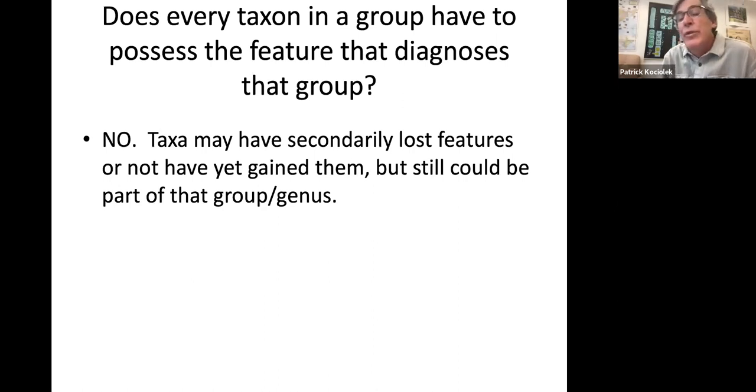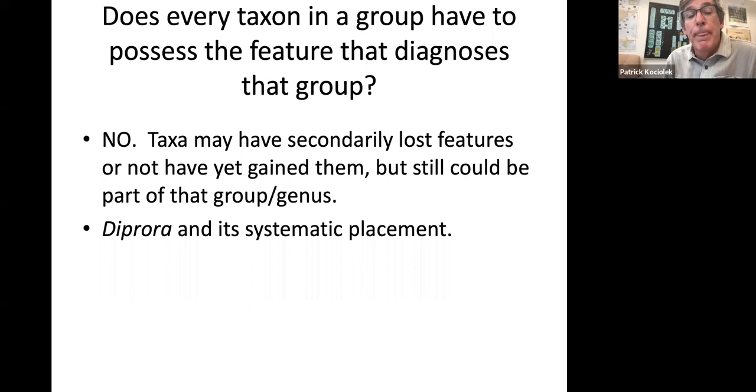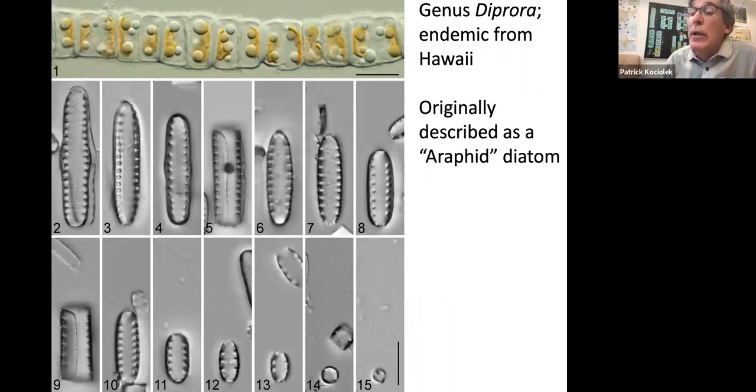So through secondary loss, you could imagine a diatom that's closely related to the things you just circumscribed into a group, but maybe doesn't have the feature that you use to diagnose it. So I'm going to talk to you a little bit about the genus Diapura. Diapura is the only endemic genus to Hawaii, at least in our current classification system.